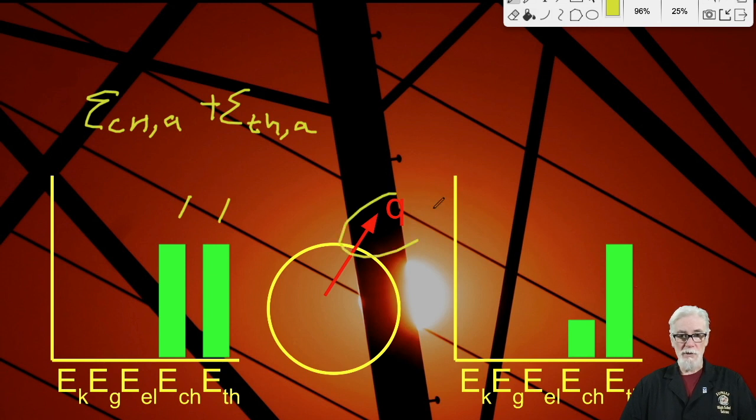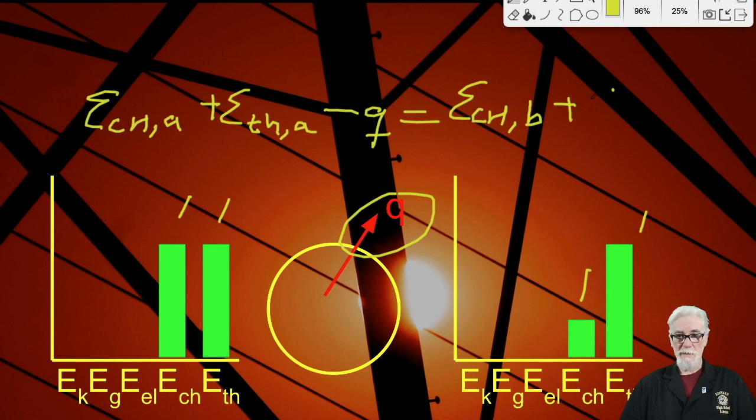Then we lose energy here through heating. The arrow is going out of the circle. So we're going to take away energy from the beginning amount, and that equals the ending amount of energy, which is stored in 2 modes. Again, it's chemical and thermal. So now we'll say E chem at B plus E therm at B.